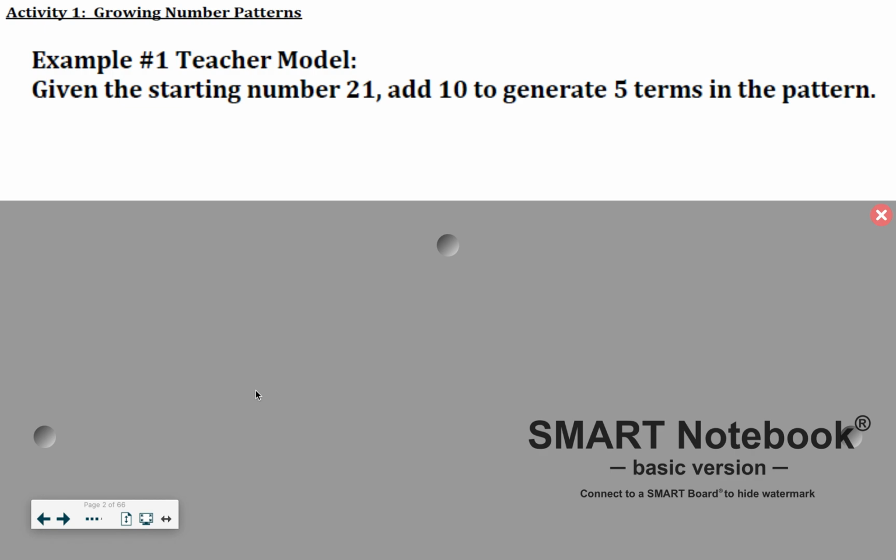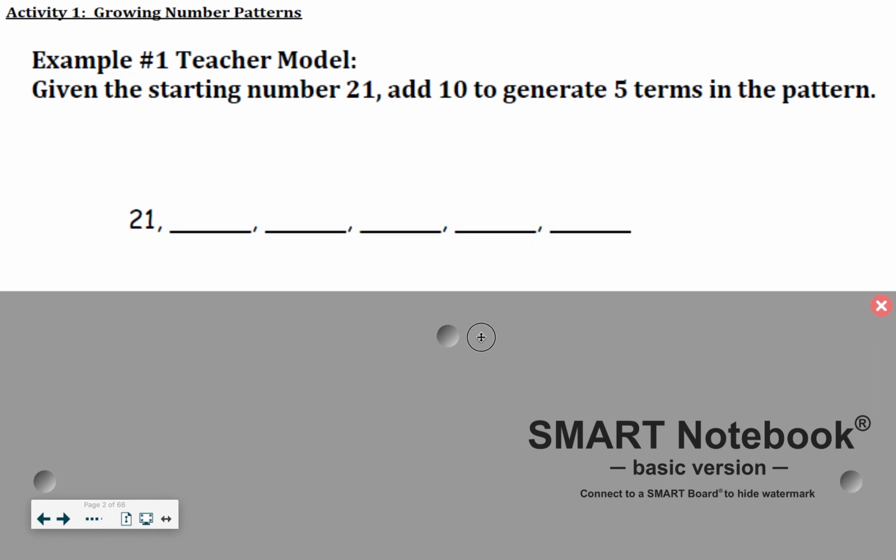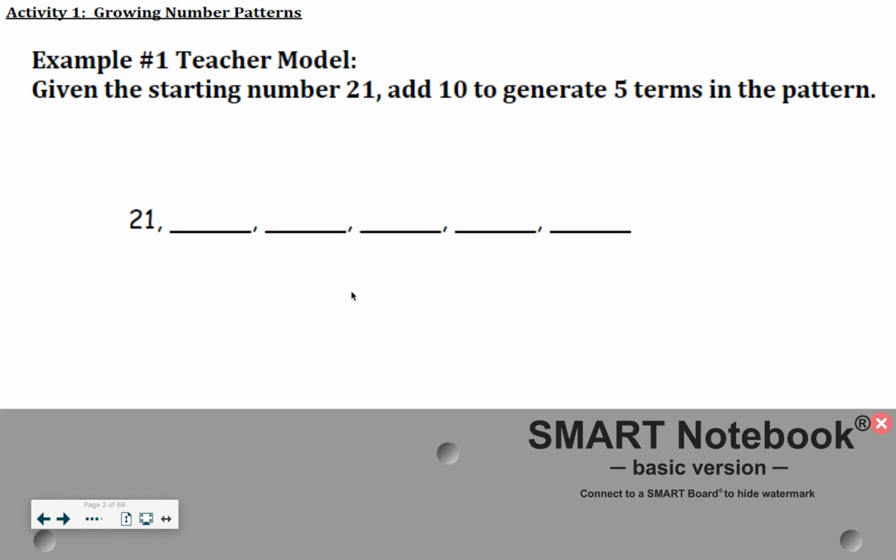Teacher model. These are just review questions that we've done before. I just want to review before you take the quiz. Given the starting number 21, add 10 to generate 5 terms in the pattern. So if I start with 21, I now need to add 10, 1, 2, 3, 4, 5 times to create the pattern. So I know 21 plus 10 is 31.